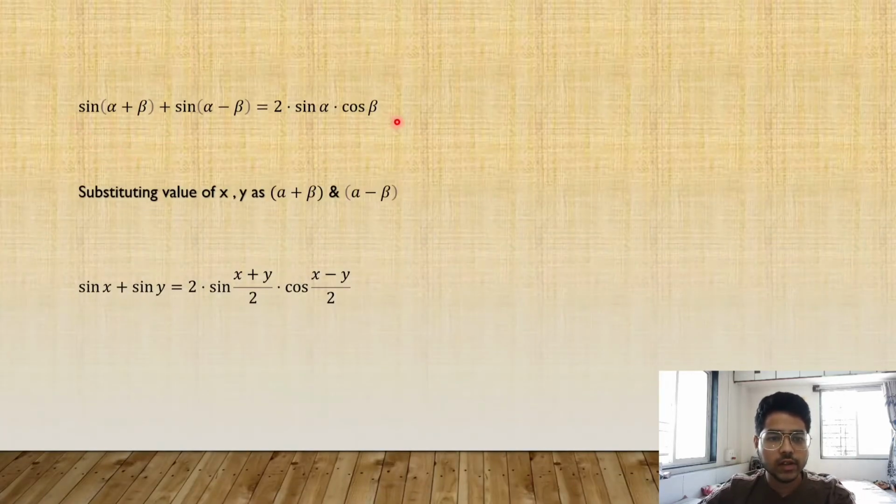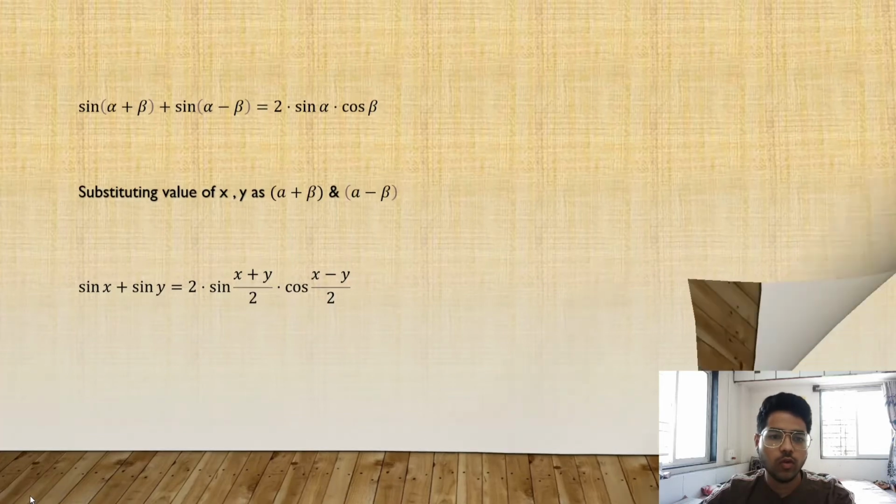Here I have written the same formula again, and we'll be substituting x is equal to alpha plus beta and y is equal to alpha minus beta. So we'll be getting the final answer, sine of x plus sine of y, that will be equal to 2 into sine of (x plus y) divided by 2 into cos of (x minus y) divided by 2. Now moving to the next slide.